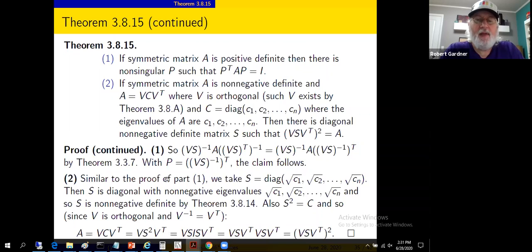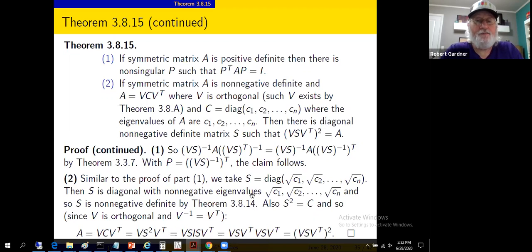Okay, in part one, so we're going to recycle some of that. We took S to be the diagonal matrix with the square root of the eigenvalues along that diagonal. All those entries along the diagonal are non-negative. So S is non-negative definite by 3.8.14. Okay, down here, we've got a hypothesis of non-negative definite. Up here we had positive definite. So we just lose the not equal to zero part of the argument we had above.